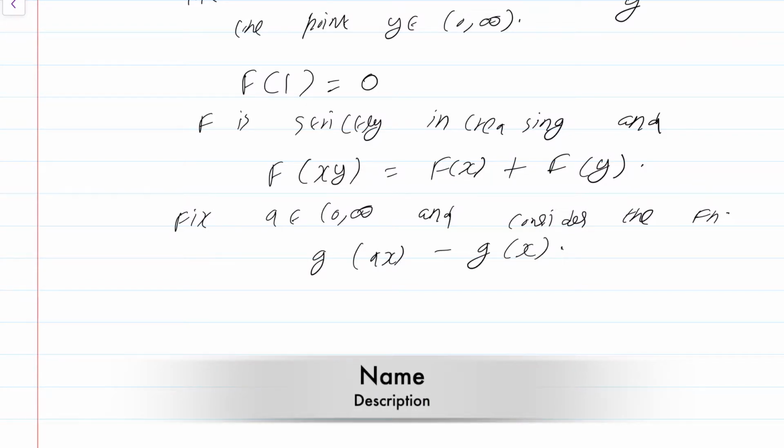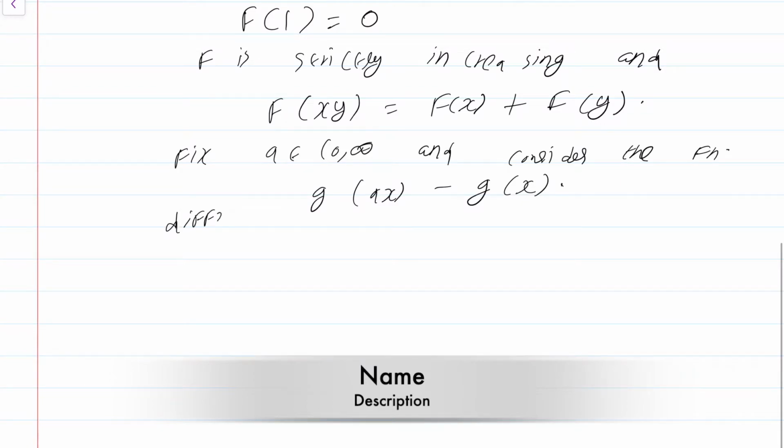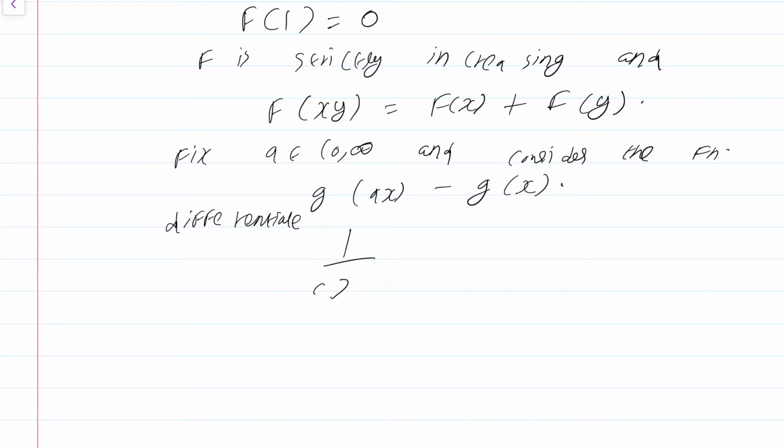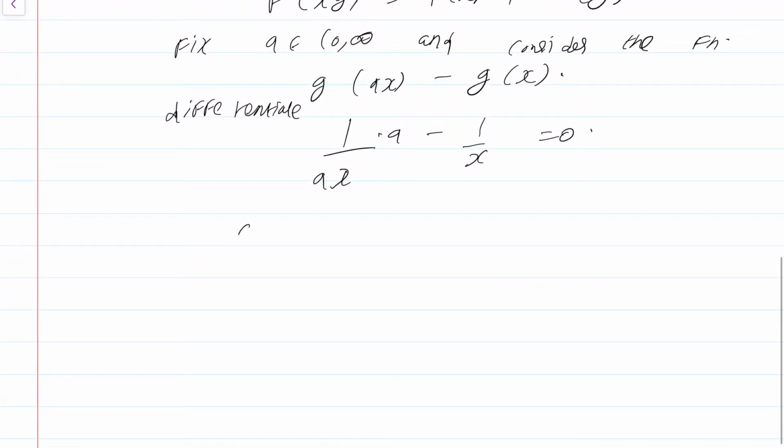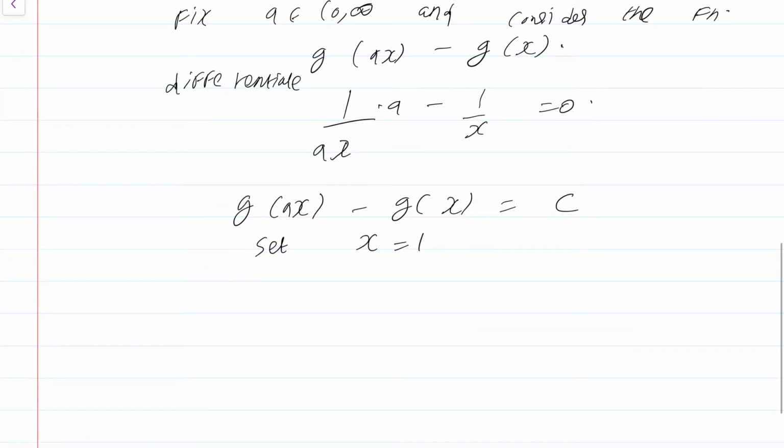Consider this new function, differentiate this function. Well, by chain rule you will just get 1 by ax into a minus 1 by x, which is 0. This just means that g of ax minus g of x is just some constant. Now set x equals 1, we get g of a minus g of 1 which is 0, so we get g of a is this constant c. Okay, in other words, g of ax is just g of a plus g of x.